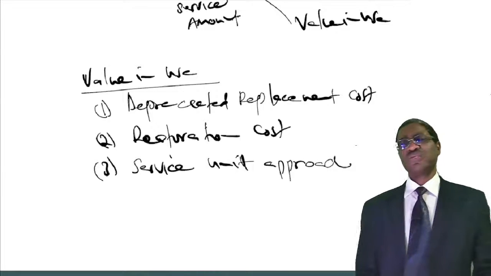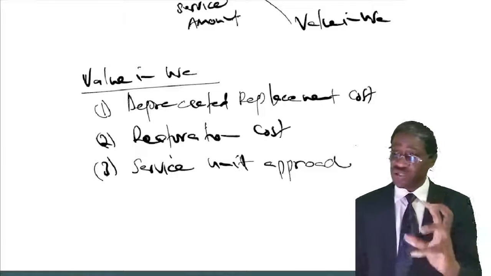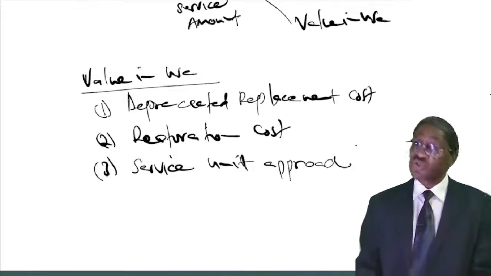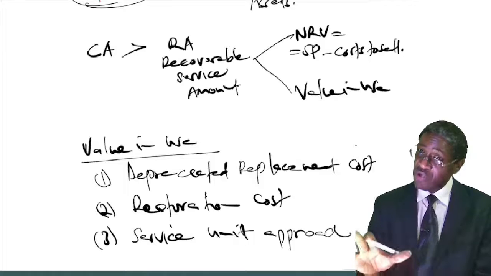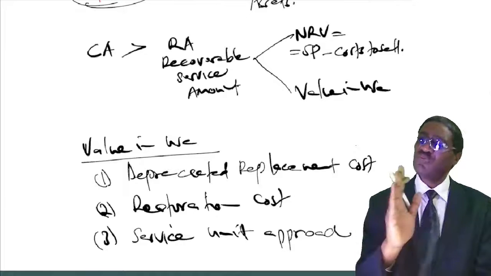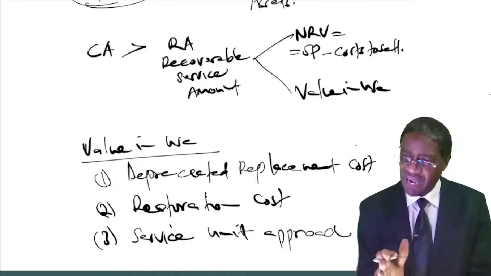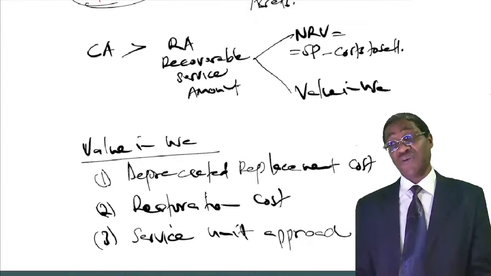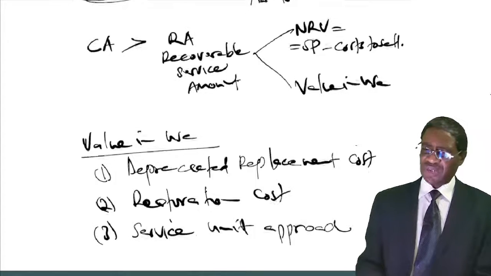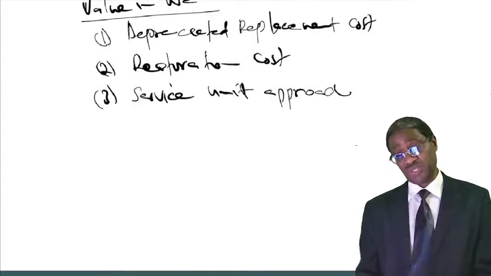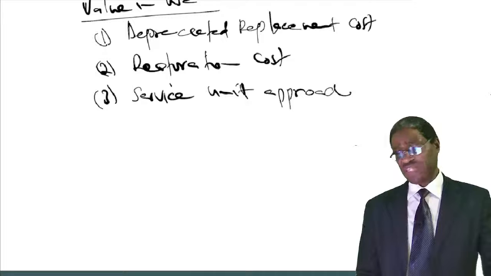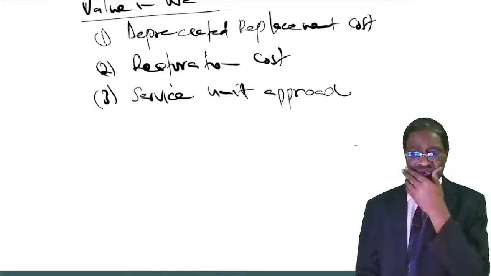Let me go through each of them on how to use them to compute the value in use, so that once you get the value in use, you compare it with the net realizable value, then whichever of the two is higher will become the recoverable service amount. The first one is depreciated replacement cost. To illustrate how that method works, let me use an illustration.